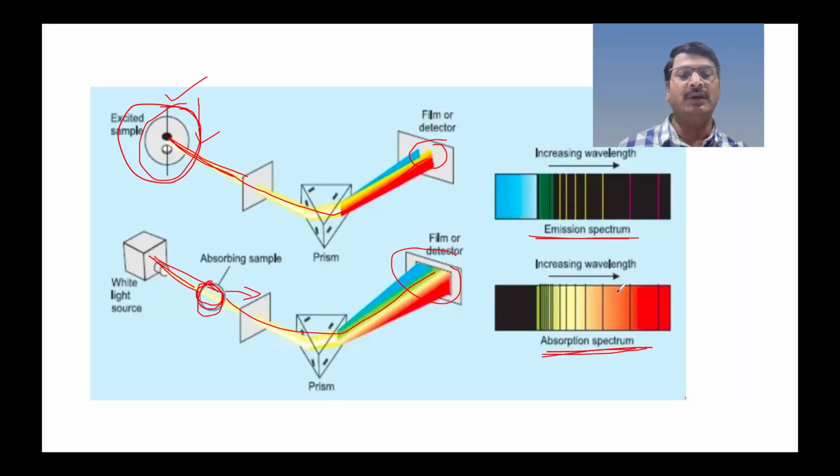And when you compare the emission spectra and absorption spectra, these are entirely opposite. What is the meaning of opposite? In case of the emission spectra, where you are getting the bright lines, at the same place here you will get the dark space. So that means here it is the emission spectra where you are getting bright lines. At the same place in the absorption spectra, you will get the dark lines.